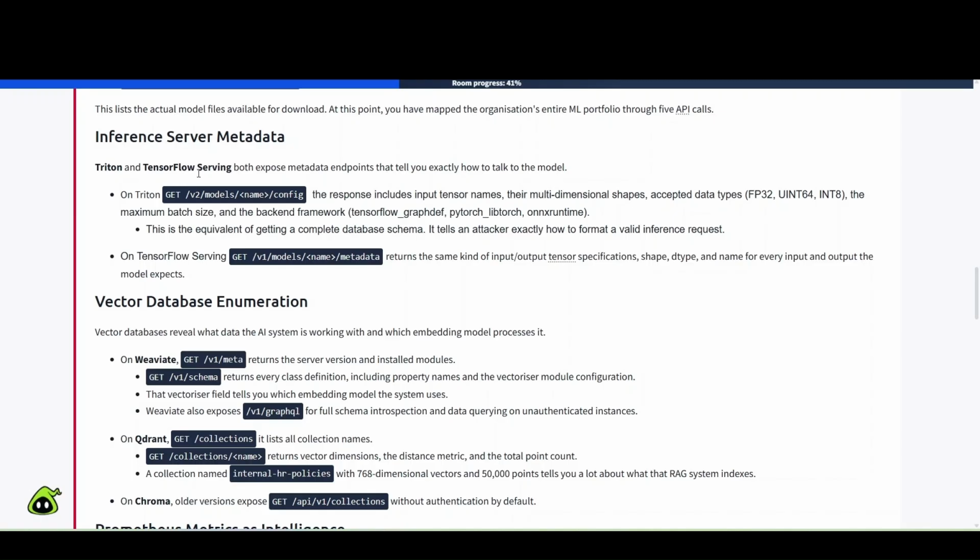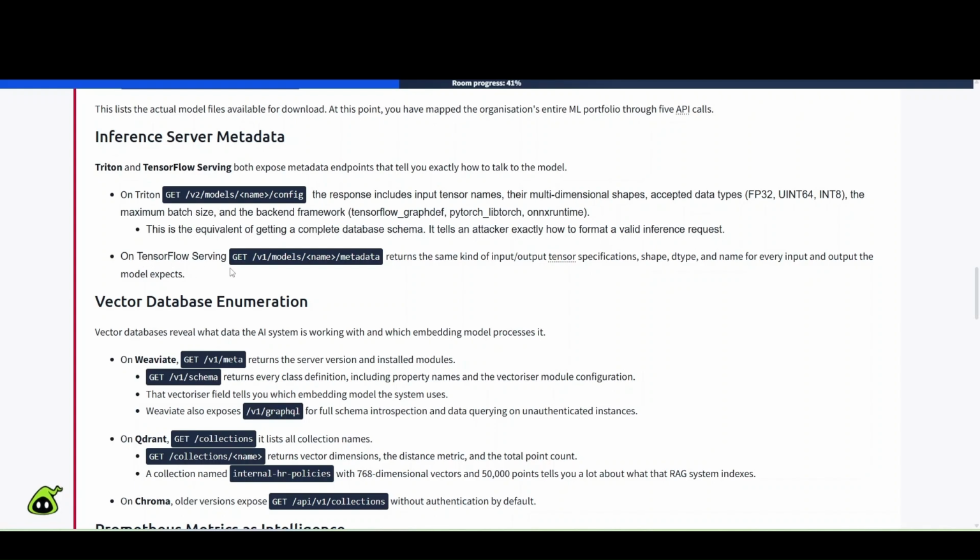Triton and TensorFlow Serving both expose metadata endpoints that tell you exactly how to talk to the model. So on Triton, they send a GET request to v2/models/name/config. The response includes input tensor names, their multidimensional shapes, accepted data types such as FP32, UINT64, INT8, the maximum batch size, and the backend framework, such as TensorFlow GraphDef, PyTorch LibTorch, or ONNX Runtime. This is the equivalent of getting a complete database schema. It tells an attacker exactly how to format a valid inference request.